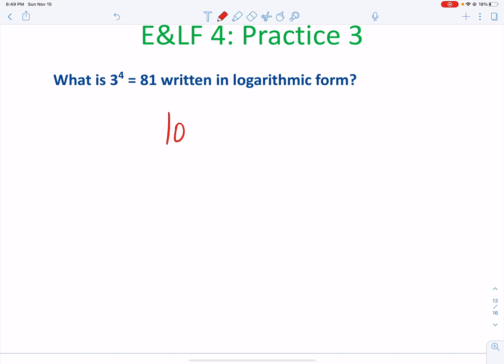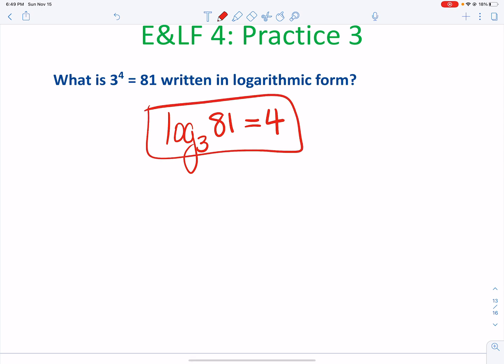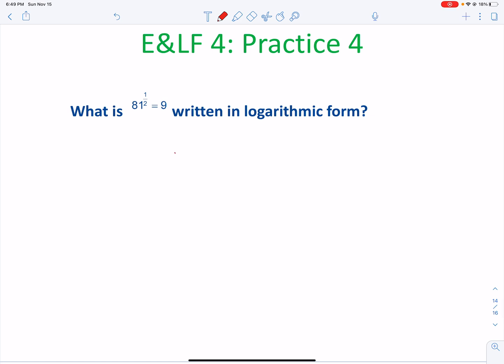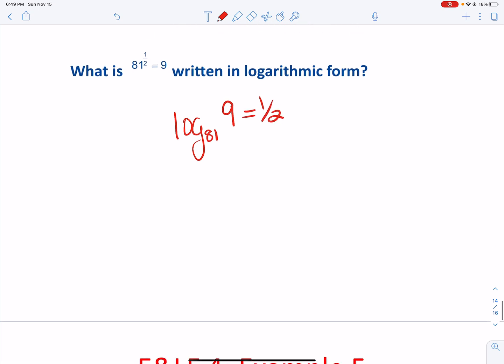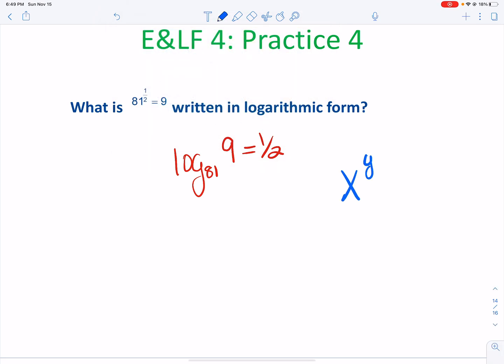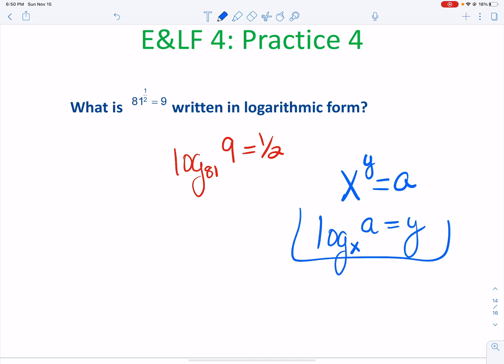So my answer would be the log base 3. What's the exponent on 3 that gives me 81? Well, the exponent is 4. So I rewrite this. And here's another practice. Rewrite this one. The log base 81 of 9 is 1/2. You might even get something ACT-wise where they say x to the y equals a. So you're saying the log base x of a gives you y. So you have to be able to write back and forth between these.